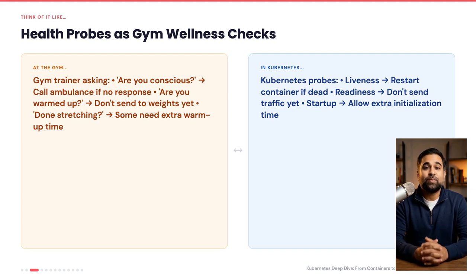Let me explain how Kubernetes solves this with an analogy that really clicked for me. Think of health probes like wellness checks at a gym. The liveness probe is like asking someone, "Are you conscious?" If they don't respond, you call an ambulance. In Kubernetes terms, you restart the container. Something is fundamentally broken and needs a fresh start. The readiness probe is different. It's asking, "Are you warmed up and ready to exercise?" If someone just walked in the door, they might be conscious and healthy, but they're not ready for heavy weights yet. Don't send them to the squat rack. In Kubernetes, don't send them traffic until they're ready.